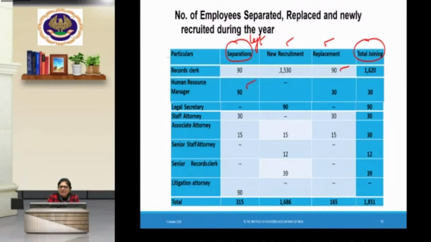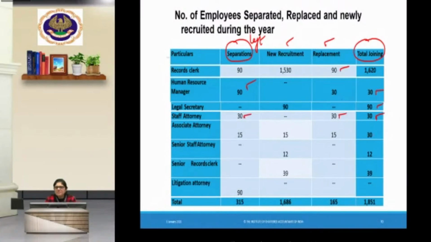So 90 have separated and only 30 have joined. That means the 30 must be the replacements only. Legal secretary, 90 is the new recruitment, no separations. That means they are totally new joinee. In staff attorney, 30 are new joinee, 30 have left, the 30 must be the replacement.